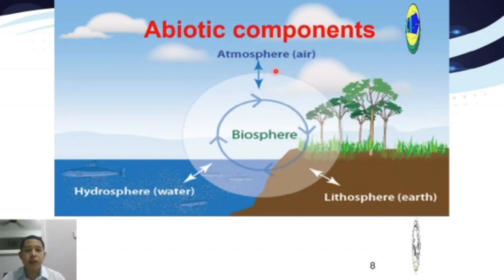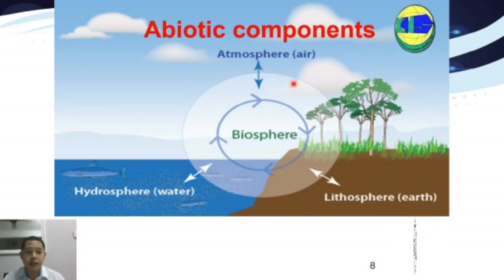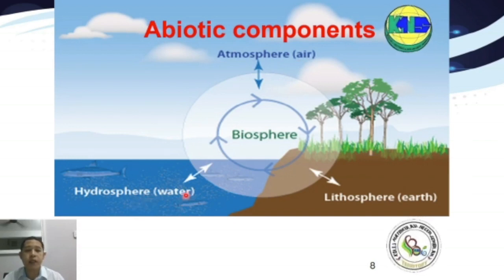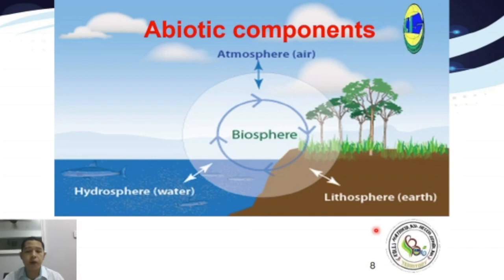The first component is atmosphere. So atmosphere is the air around us. And the second is hydrosphere. Hydrosphere is the water system where aquatic organisms live. And the third one is lithosphere. Simply, the lithosphere is the solid outer part of the earth. It consists of rock, stone, salt, and sand found on the earth.